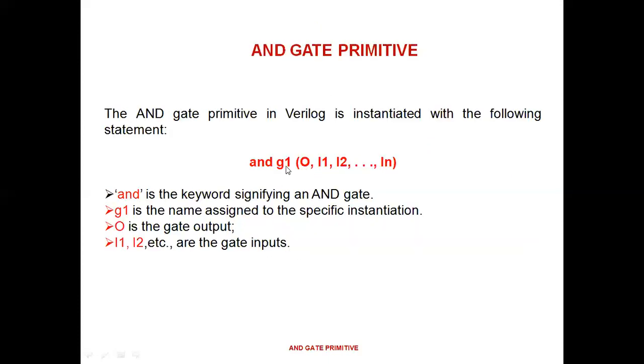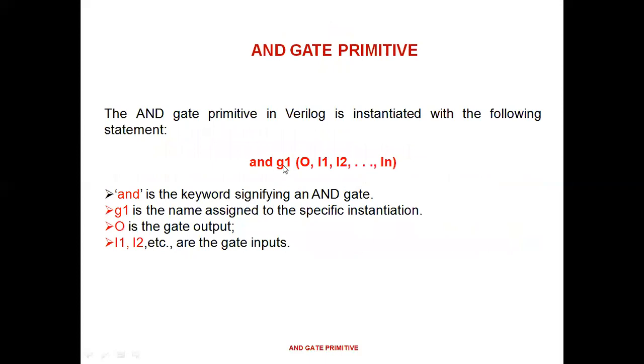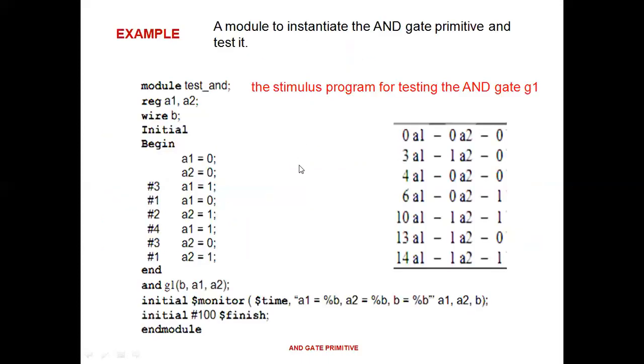Next, a name need not necessarily be assigned to the AND gate instantiation. That means this G1 is optional. G1 is the name which we assigned to this AND gate instantiation, and it is your wish whether to give this name or not. This is true of all the gate primitives available in Verilog, not only the AND gate primitive but also all other gate primitives. So the name is optional.